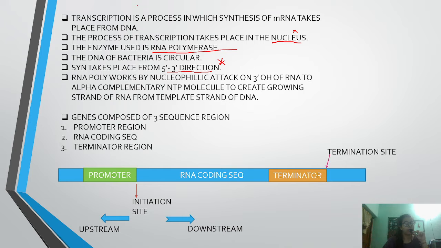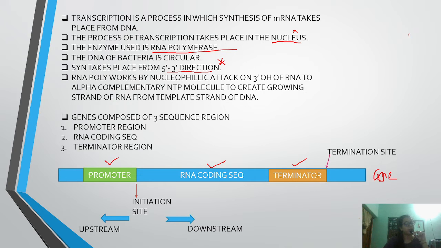Don't worry. Before that, we will be studying what genes or sequences are involved in the process of transcription. There are three sequences involved in the process of transcription. This whole structure is a gene. So the gene consists of three sequences: one is the promoter sequence, second is the RNA coding sequence, and third is the terminator sequence.